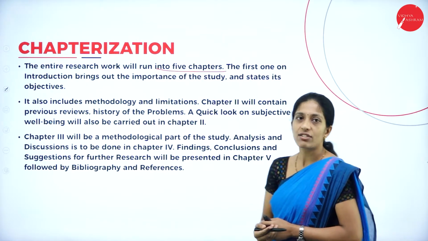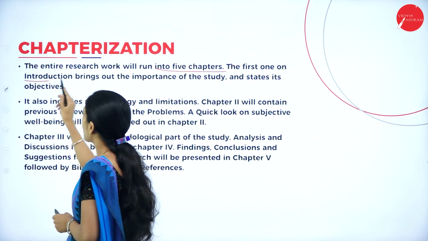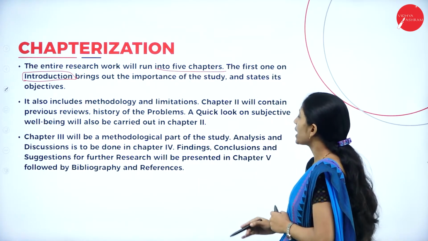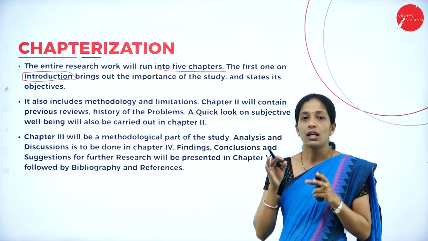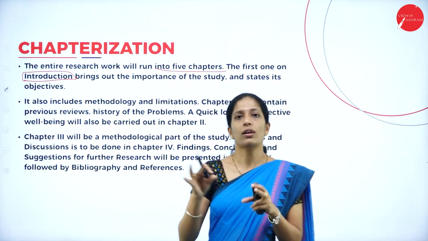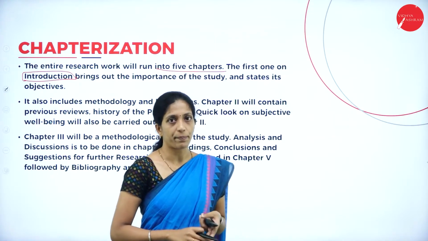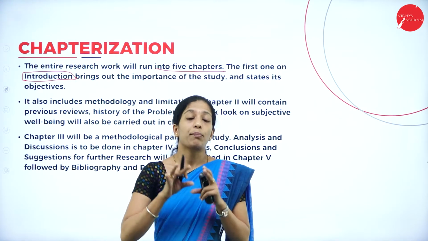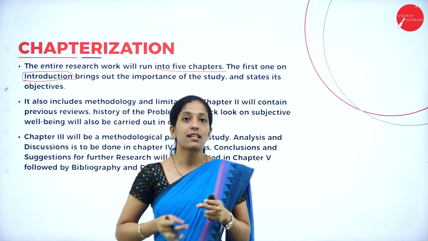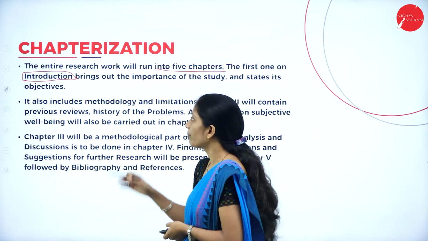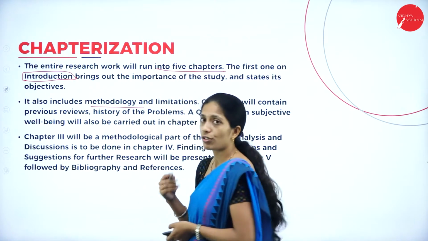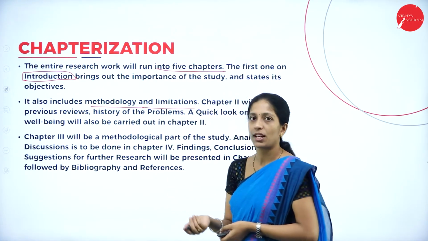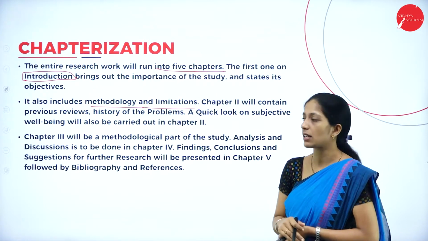The first chapter will be on introduction. Your first chapter, introduction, brings about the importance of the study and states its objectives. So the whole research report is divided into 5 chapters, and chapter 1 is introduction, which contains the main objectives of doing the research work. It contains a brief introduction about the research work. It also includes methodology, the research methods the researcher is going to follow, and limitations, the limitations the researcher faced during his research work.